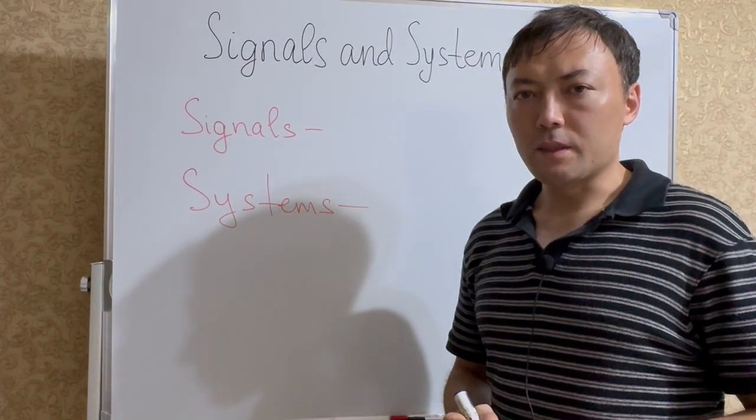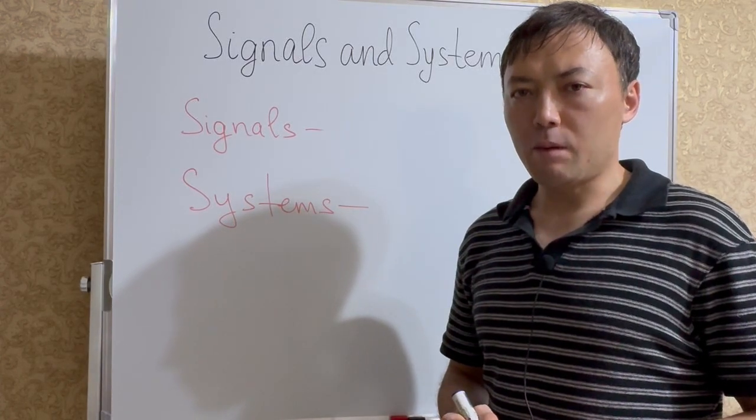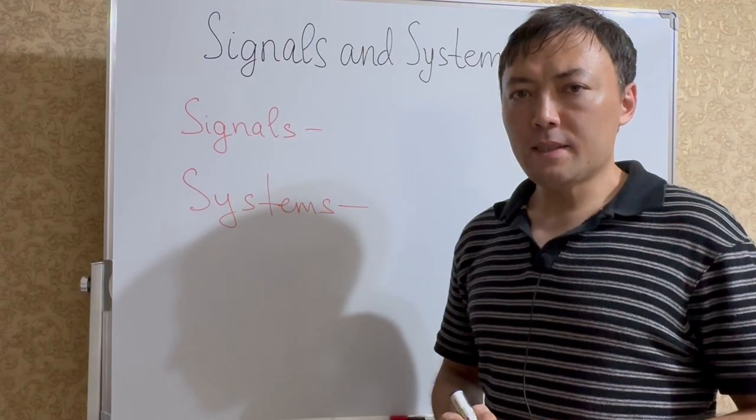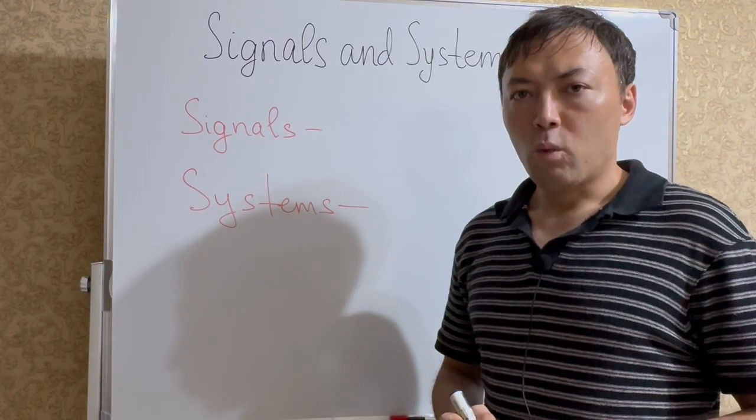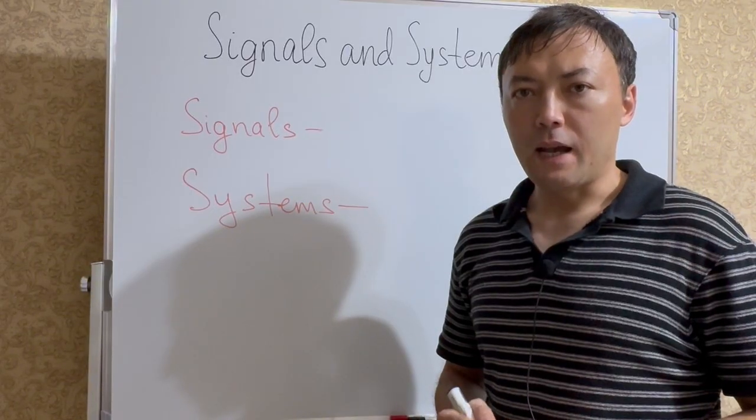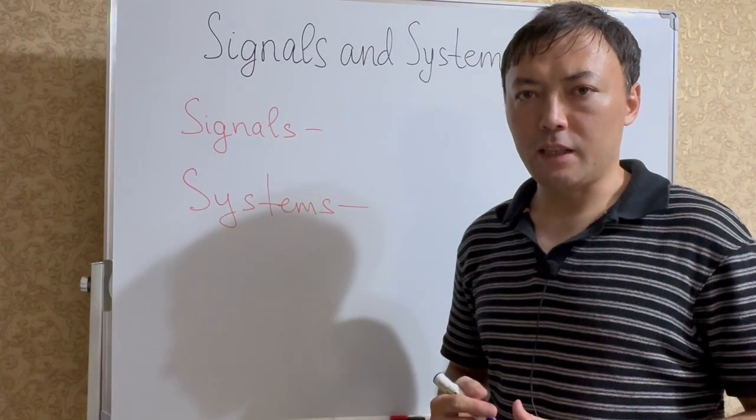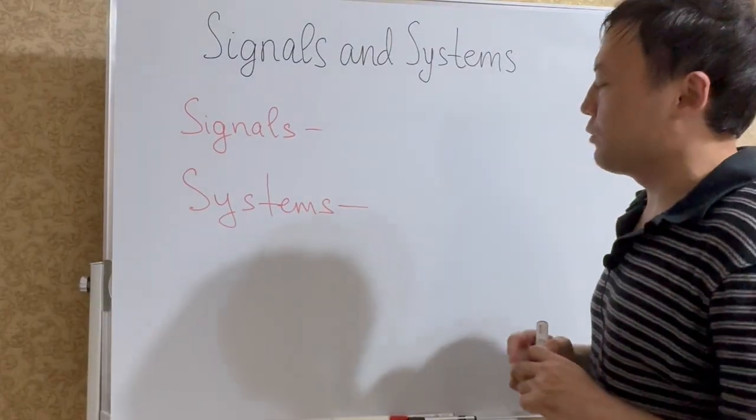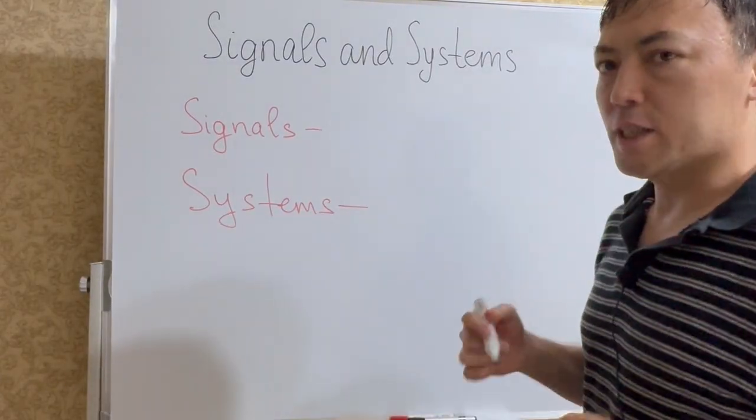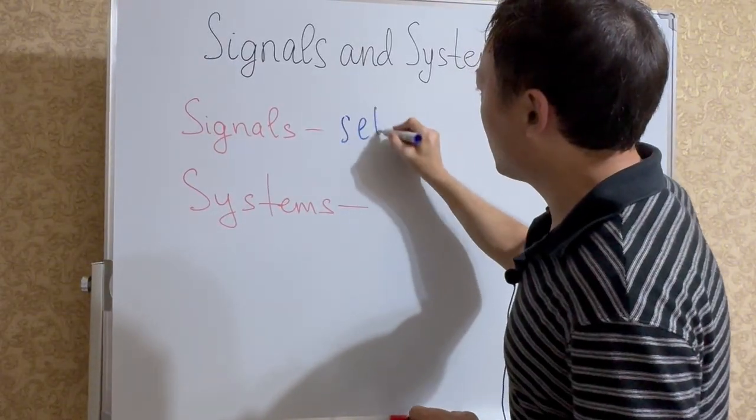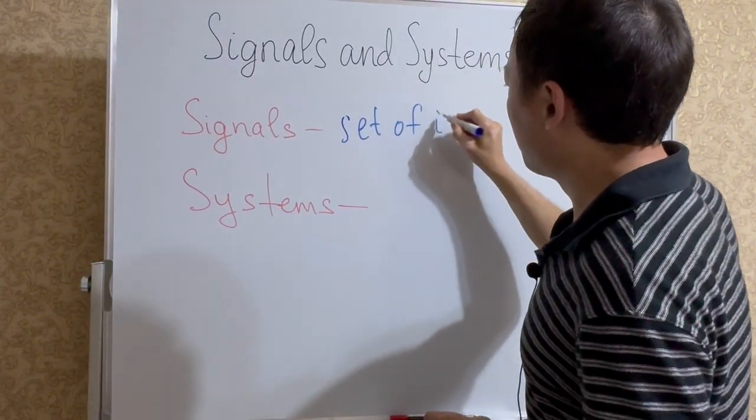Signals and systems is one of the most fundamental subjects in engineering and applied sciences. Why is this discipline so important? One of the main reasons is that we all rely on information, and signals are the carriers of that information. So we can define signals as the carriers of information or this information itself. Generally, we can say this is a set of information.